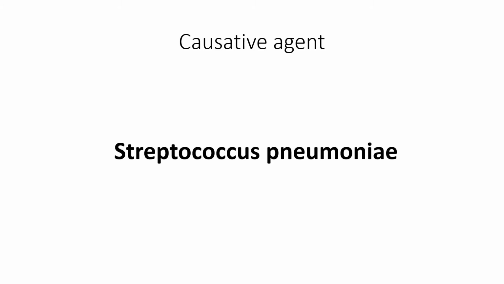The causative agent of streptococcal pneumonia is Streptococcus pneumoniae, which is commonly called pneumococcus. And pneumococcus was discovered by Pasteur in France and Sternberg in the USA in 1881.